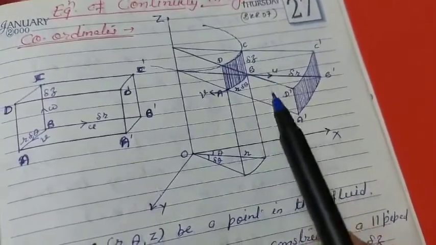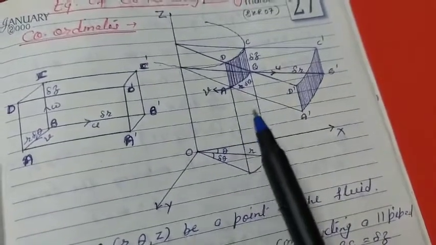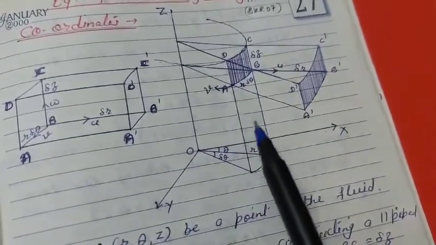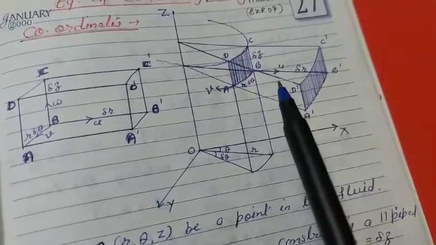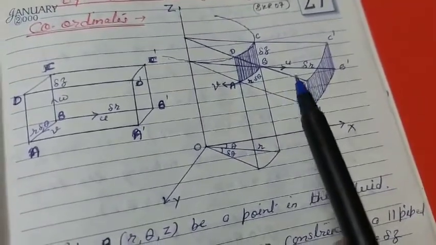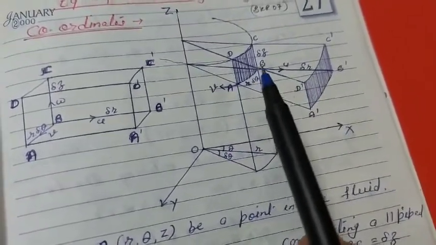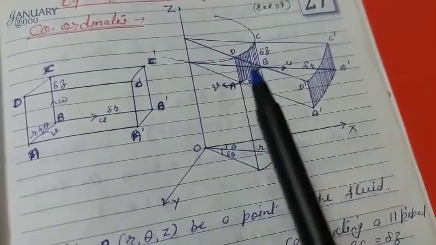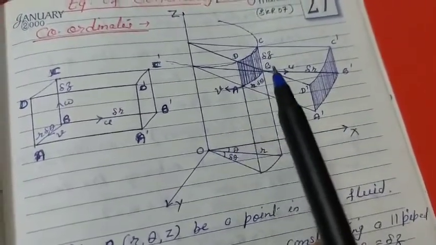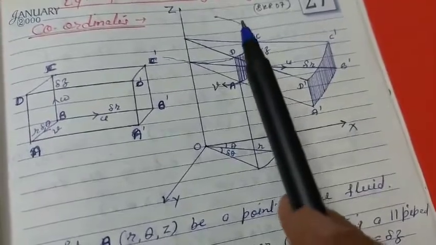Also, let small u, v, w be the velocity components along these directions. Meaning u in the direction of BB dash, v in the direction of BA, and w in the direction of BC.